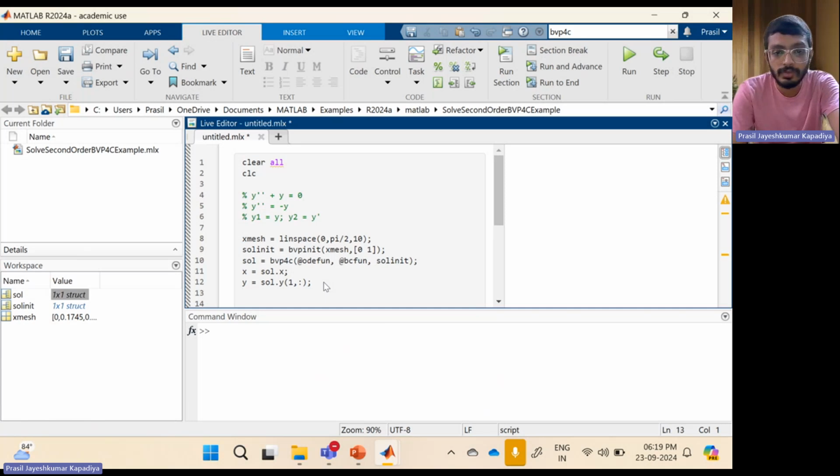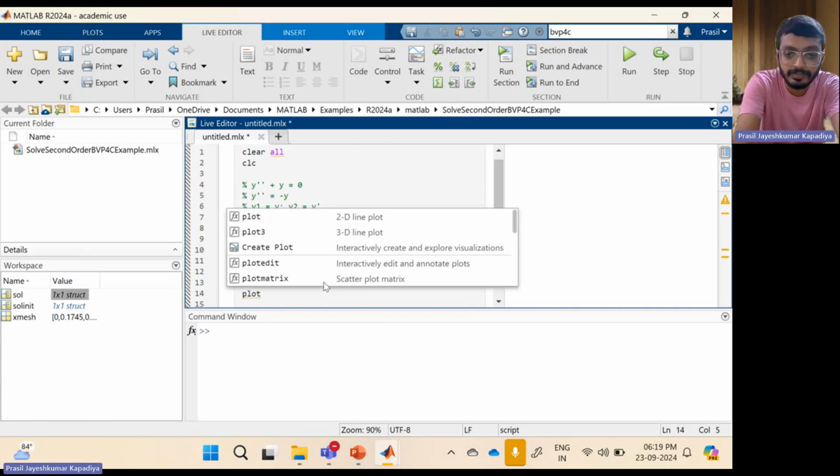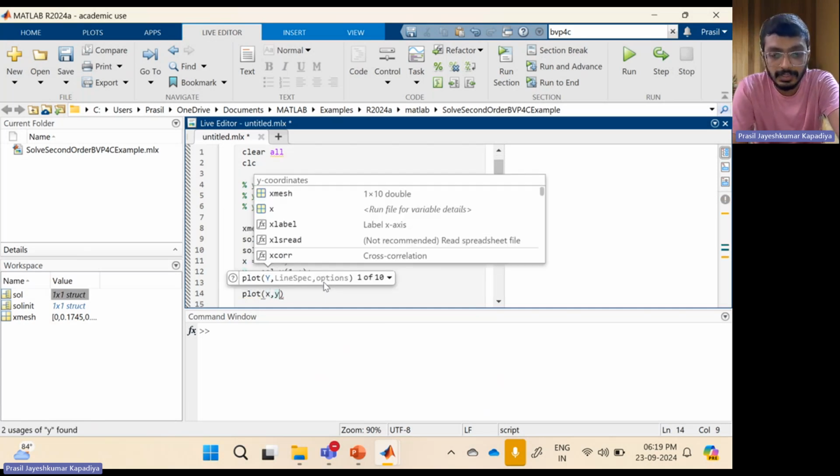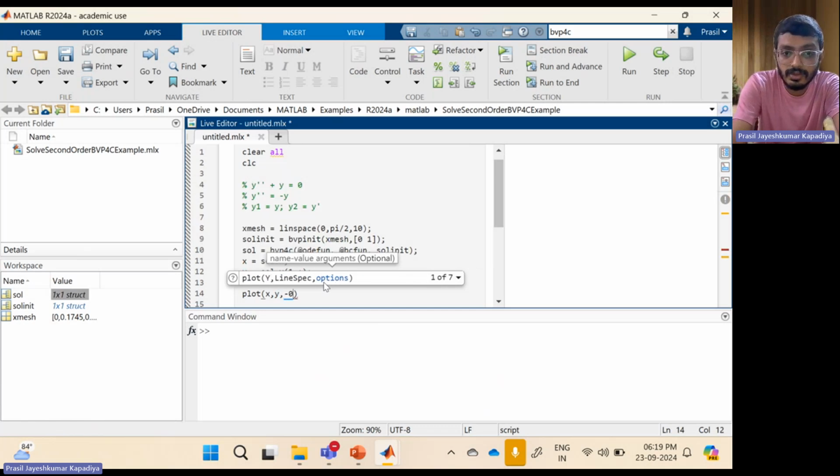So what we can do, we can now plot our solution. So we can use plot x comma y. Let's say I'm using these dots.